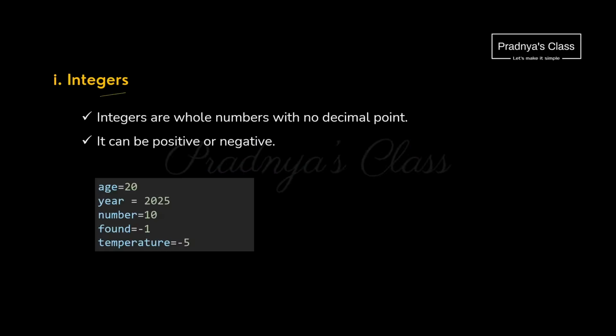We know already what is integer. It is a value without decimal point. It will be whole numbers. It can be negative or positive. Here are some of the examples of integer type.